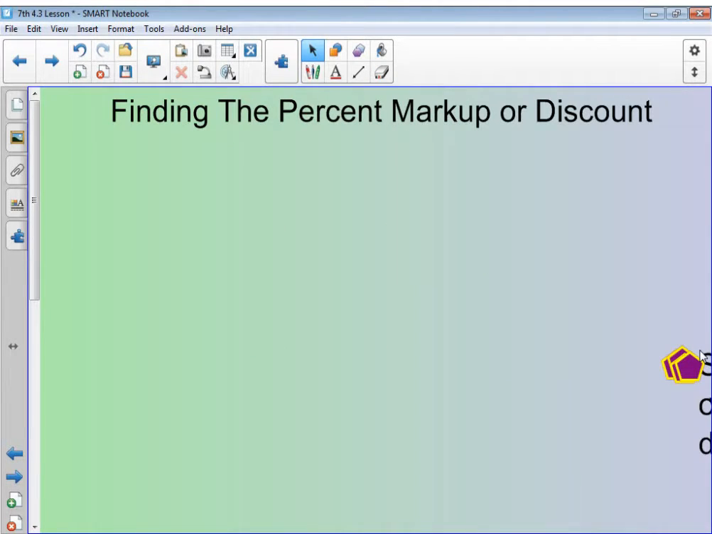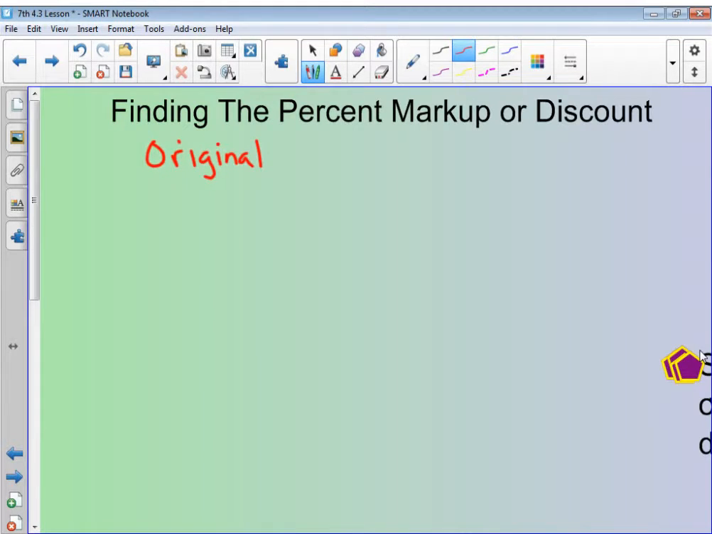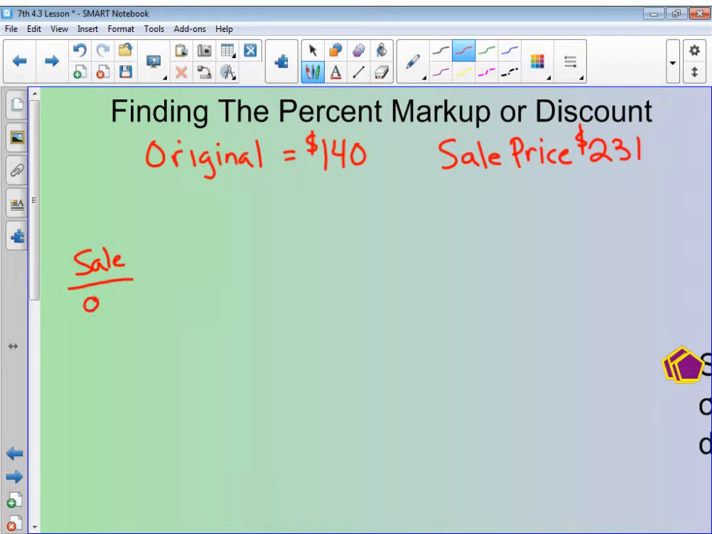Okay, so let's say that the original price of a ring, and I'm just going to write it out, the original price to the store was $140. They're going to sell it for $231. I want to know the percent markup. So we're going to take our information. Remember, when we set it up, we always do the sale price over the original. It's not the smaller number over the bigger number always. In this case, on markup, you're going to have the bigger number on top. So our sale price was here, $231. Our original price was $140.